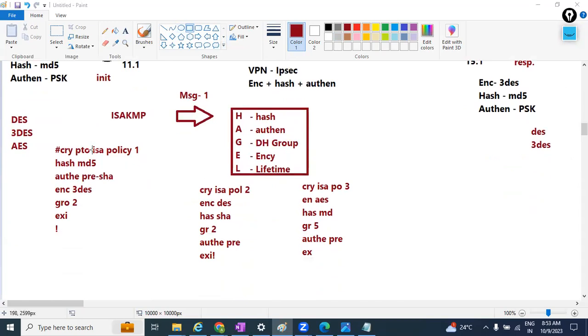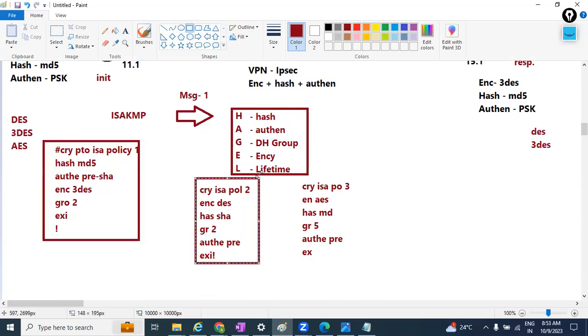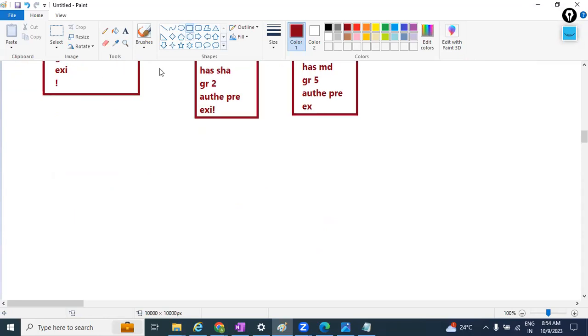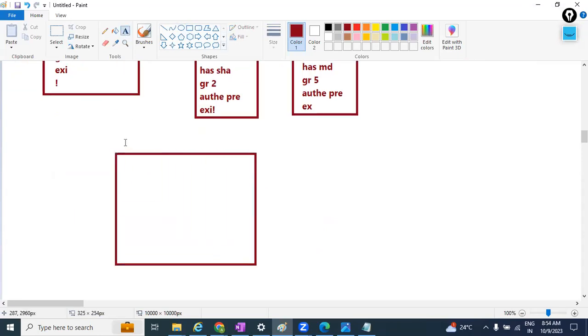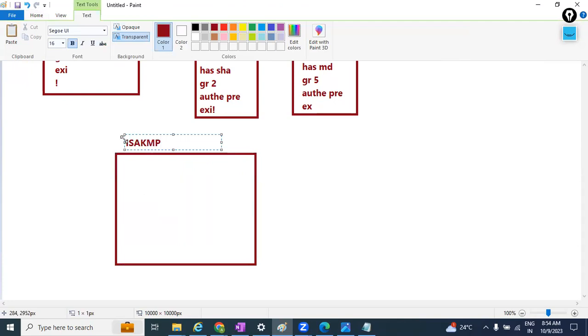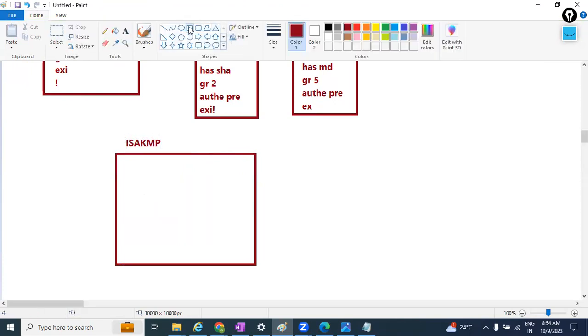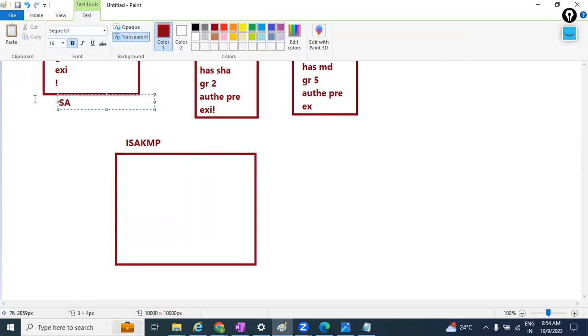Now, these are the 3 options we have. If we are not using any lifetime command here, what is the timer? The timer is default, and the default is 24 hours. Now when we are sending the first message, which protocol would be there? It would use ISAKMP. In that we are sending 3 proposals. This proposal concept is known as security association, SAs.